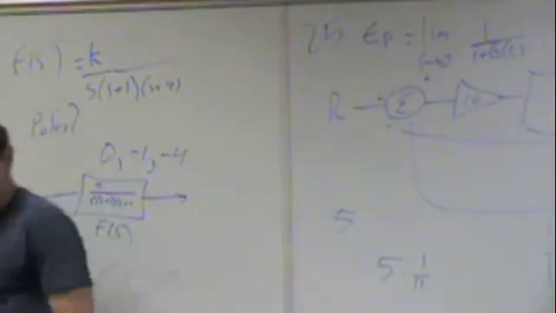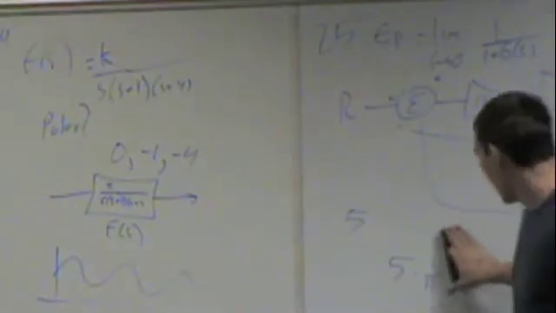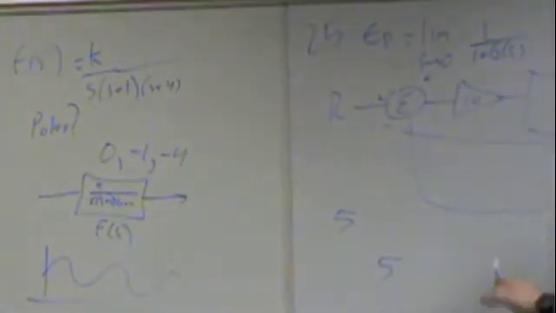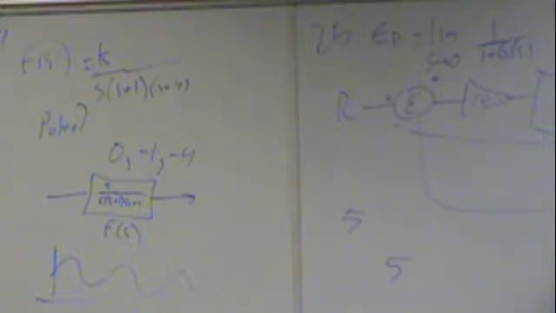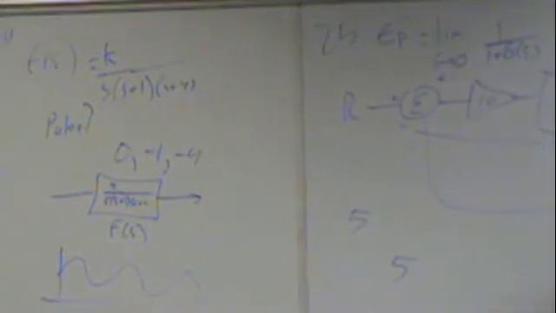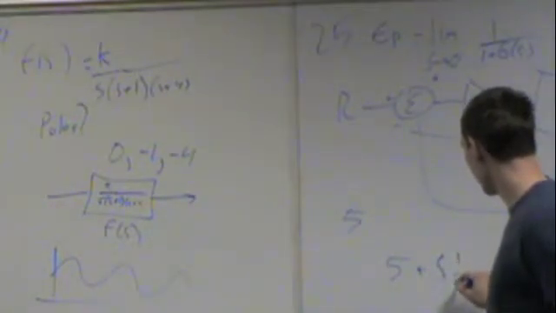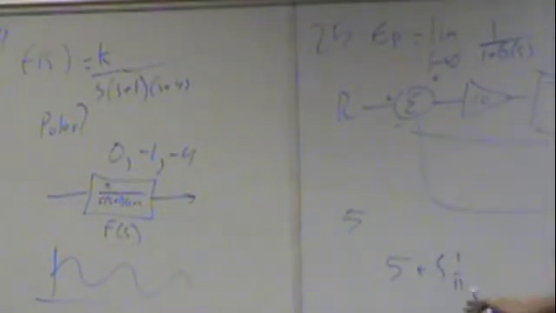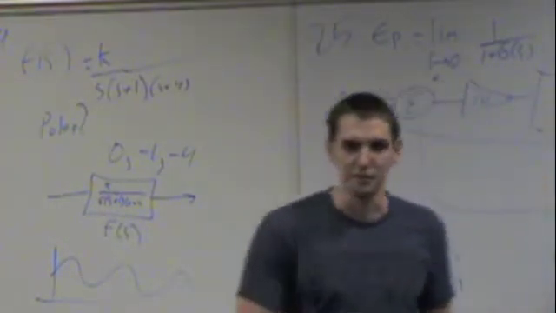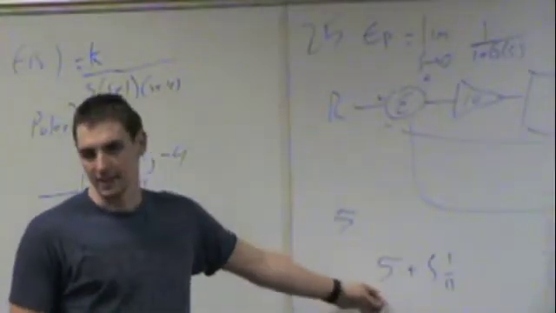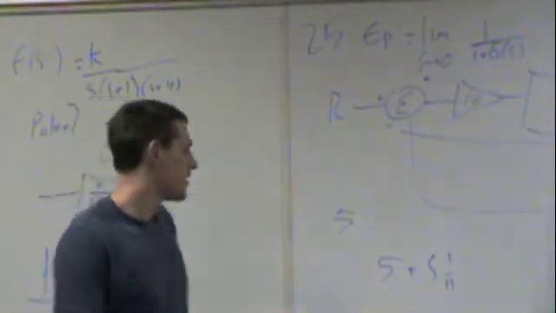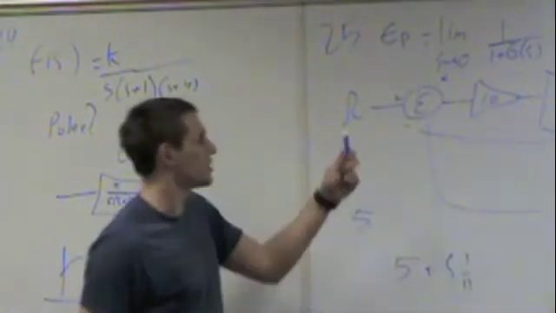except that's not right. It'd be bigger, I think. So it'd be 5 plus 5 times 1 over 11, I believe is what it is. So then it'd be 5 plus 0.5? You guys can do the math if you want to. But then it comes out something like this. So that's what the error coefficient is.